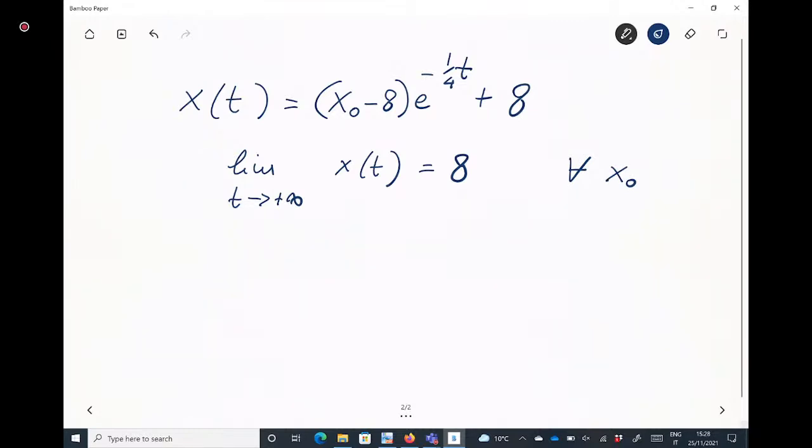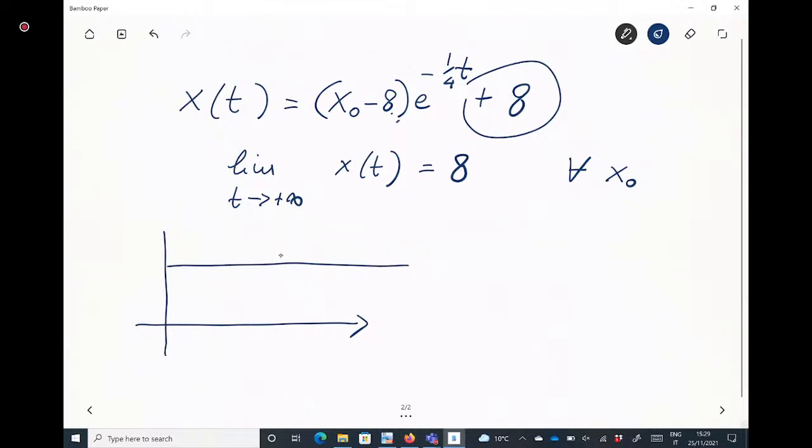We can state this because the initial deviation from the steady state is multiplied by a factor that becomes smaller and smaller for larger t. Okay? As t increases, this factor tends to 0. The initial deviation from the steady state tends to 0. What is left in the long run is the steady state level of the variable. So basically, the graphical representation of our solution here is 8 is the level here, x star is equal to 8.